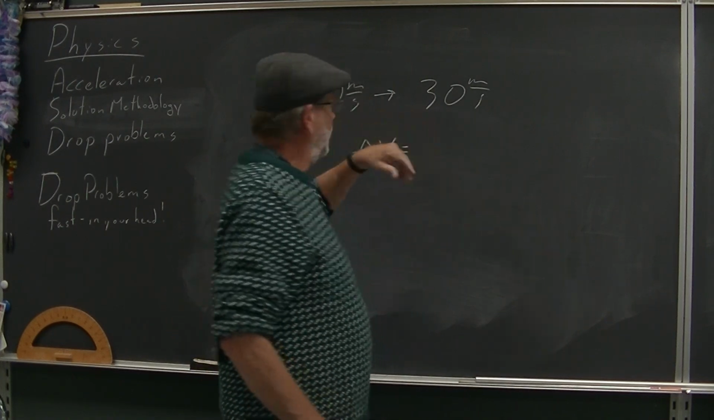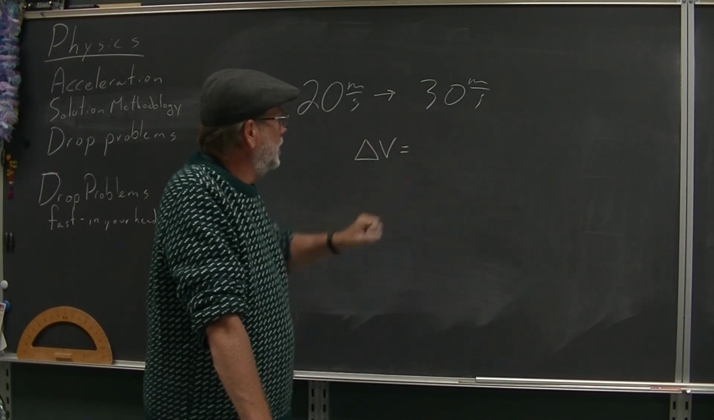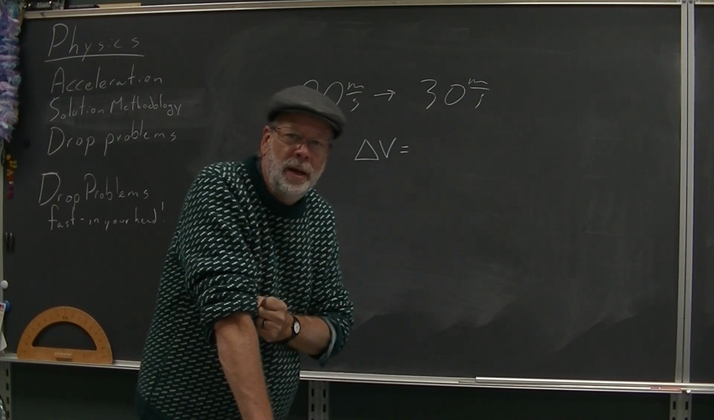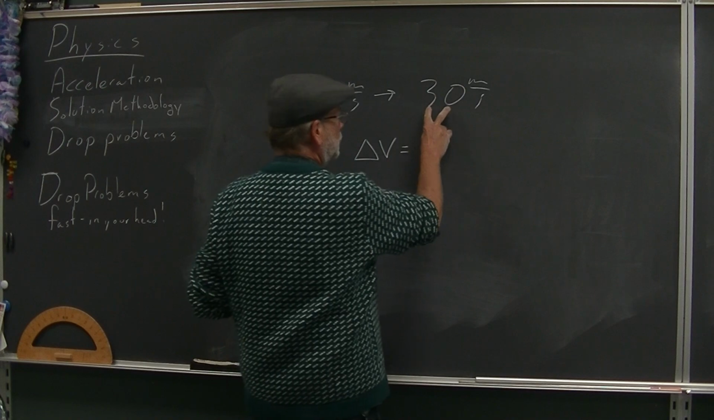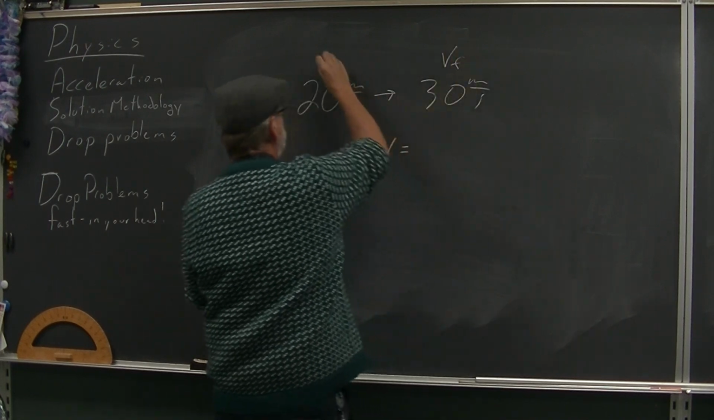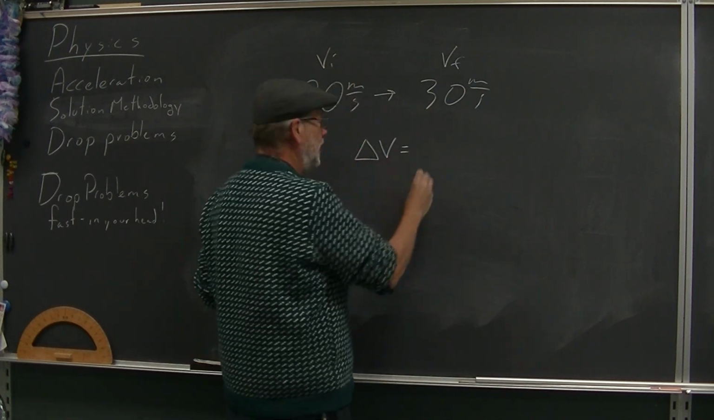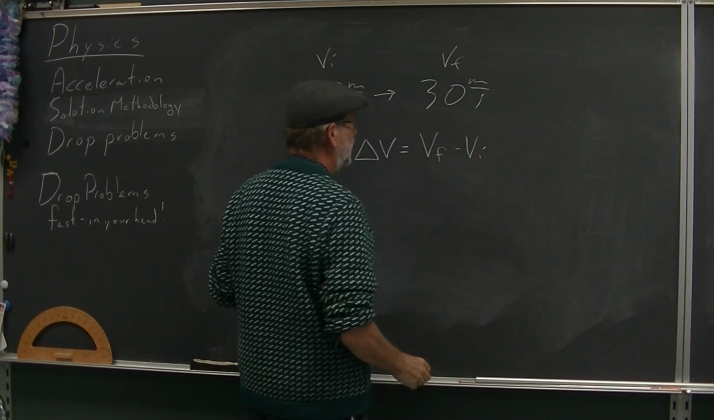How would you find change in velocity here? Think about it. You were going 20, now you're going 30. How much did you change? You know you changed your velocity 10 meters per second. But how did you get that? Well, you realize that you took 30 and subtracted 20. Well, what's 30? 30 is your final velocity, 20 is your initial velocity. Therefore, the formula for change in velocity must be final velocity minus initial velocity.